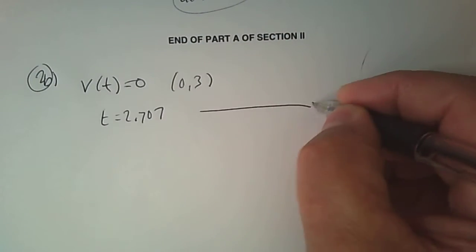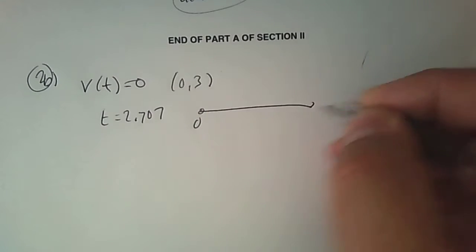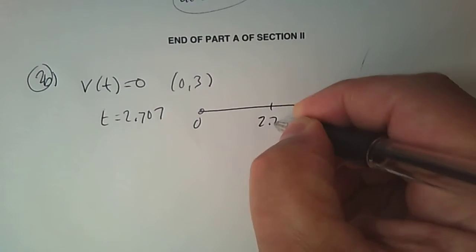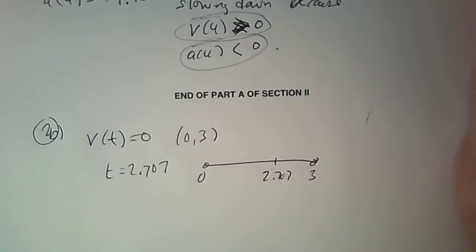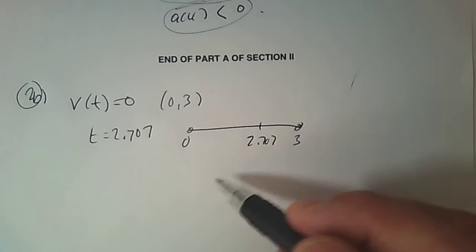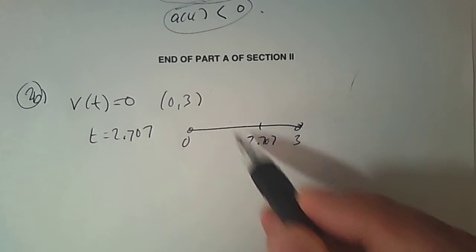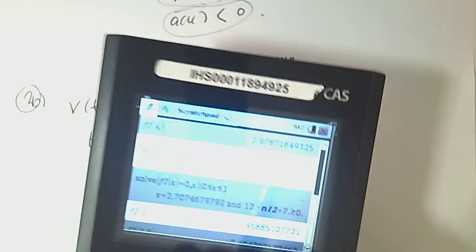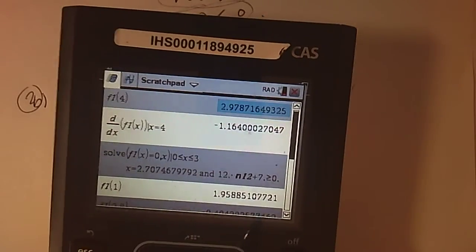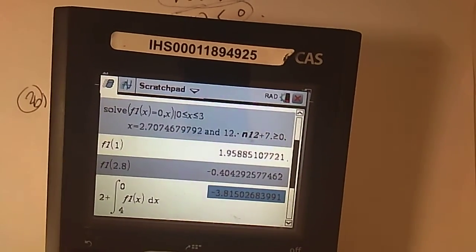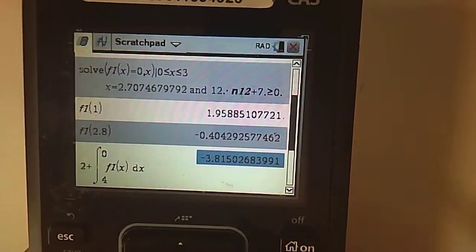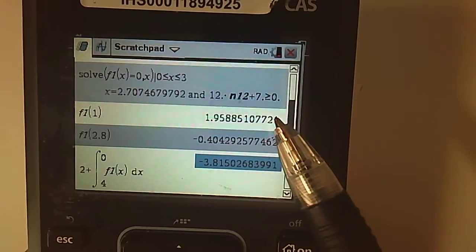So I'm going to do a number line from 0 to 3, and I know 2.707, it's at rest. So what I need to do with my calculator is see what the sign of the velocity is in this interval. For that, I just picked a number between there, and I picked the number 1. When you see 1, do you see the answer is positive? I need to know there's a sign change. So I plugged in positive 1 into the velocity, and it's positive.